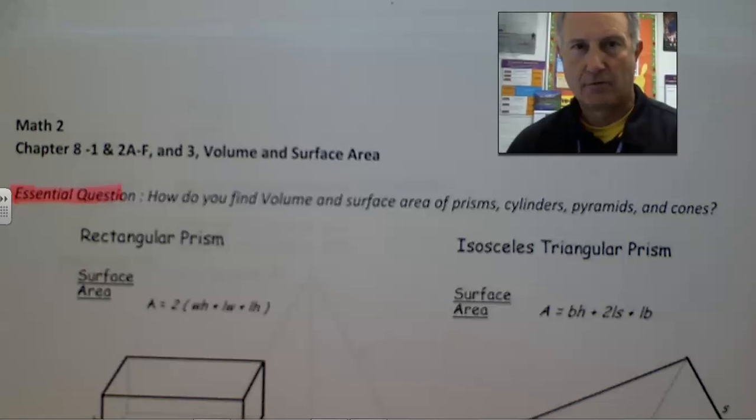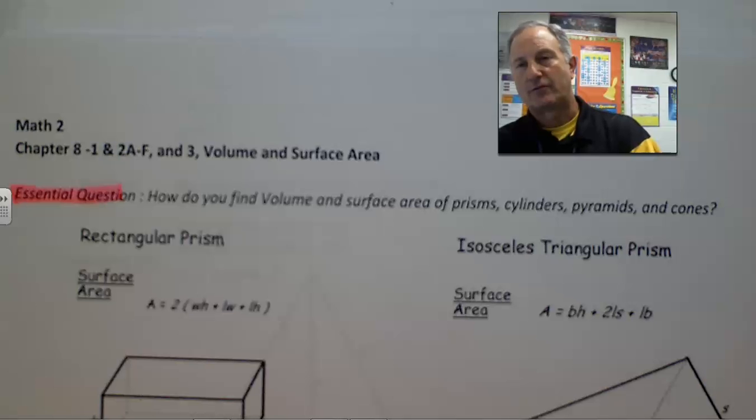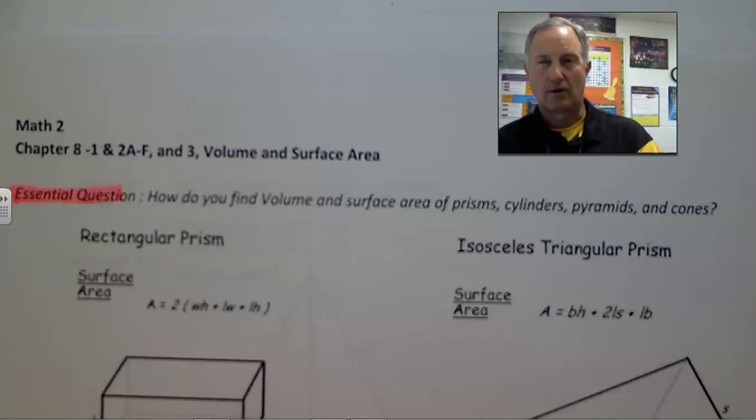All right, today we're going to be talking about Chapter 8, Volume and Surface Area. I want to give you an overview of the whole thing, and then as we approach each of these different prisms and cylinders and things, I'll do some stuff in class too as we go along to remind you, but just to give you a little overview of what we're looking at in the formulas.